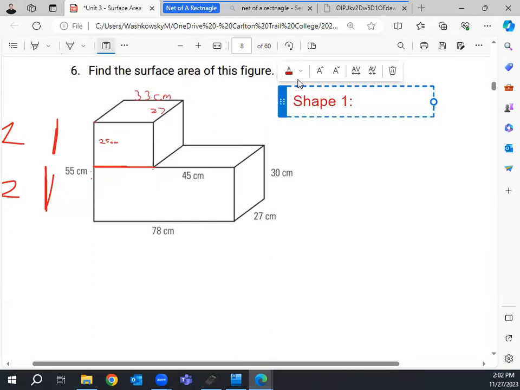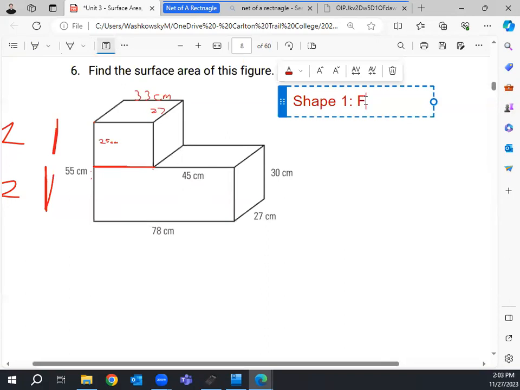Shape one, how many sides are in shape one? Only look at that top part. When I say shape one, it means only that top part. So there's a front and a back, a right side and a left side, and there's a top. Is there a bottom? There's not a bottom in this case. It's attached to that shape, like it's glued in there. So I don't actually need to measure that. So shape one is going to be 5 sides.